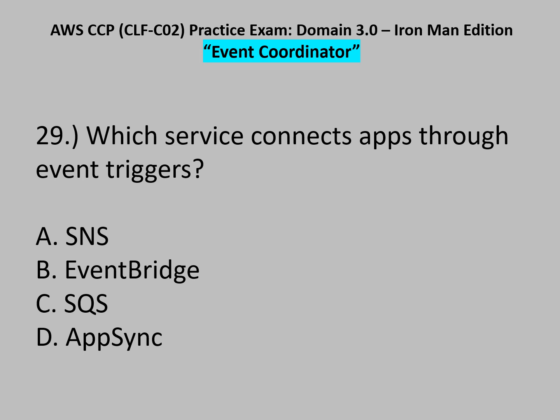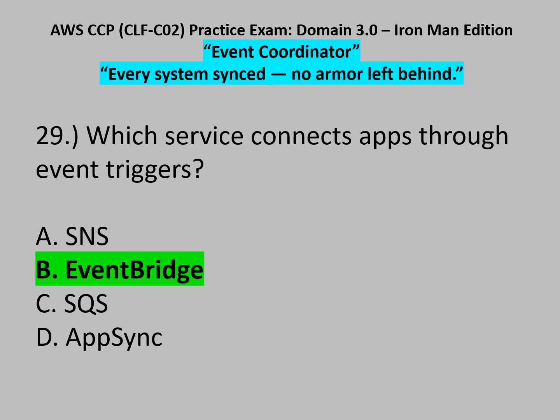Question 29, almost at the finish line. Which service connects apps through event triggers? A. SNS. B. EventBridge. C. SQS. D. AppSync. The correct answer is B. EventBridge. Amazon EventBridge integrates applications and AWS services through events for real-time communication.